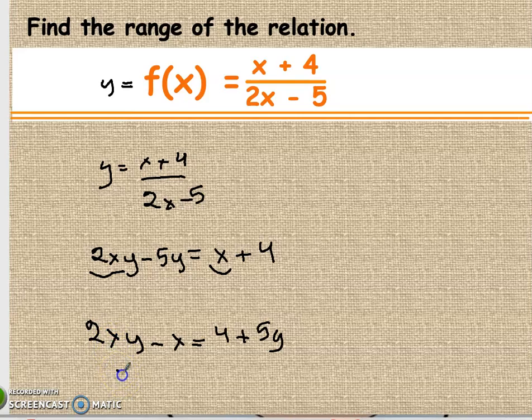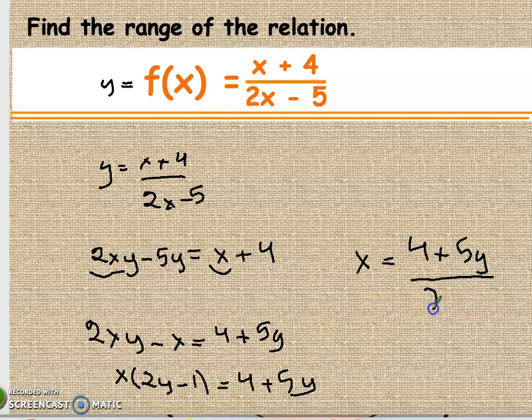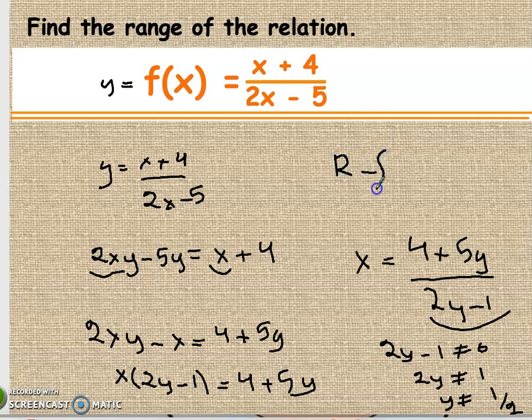If we take x as a common factor, we will get x times 2y minus 1 equal to 4 plus 5y. So x equal to 4 plus 5y over 2y minus 1. Now this function is defined when the denominator is not 0, so 2y minus 1 should not equal 0, 2y should not equal 1, then y should not equal 1 over 2. So the range of this function is R except 1 over 2.